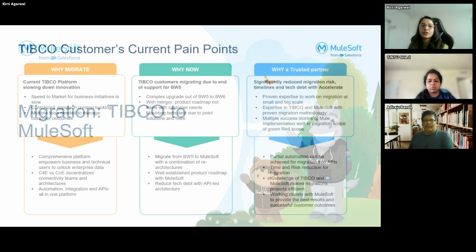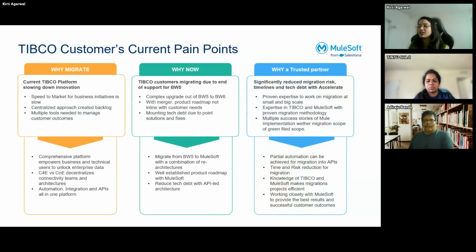So getting into specifics of why to migrate, the core fact of migrating from TIBCO to MuleSoft is not just about going cloud native or building a microservices architecture, but it is also about the ecosystem that MuleSoft provides along with it. For example, MuleSoft gives you integration with generative AI or RPA, which TIBCO does not have.